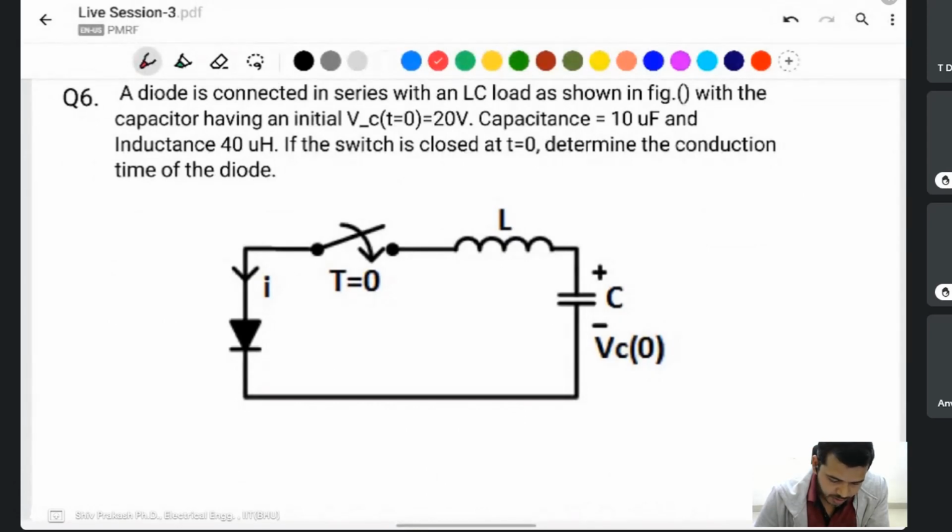Here is question number 6. A diode is connected in series with an LC load, as in the figure, with a capacitor having an initial voltage of 20 volts, capacitance 10 microfarad, and inductance 40 microhenry. If the switch is closed at t equal to 0, determine the conduction time of the diode.